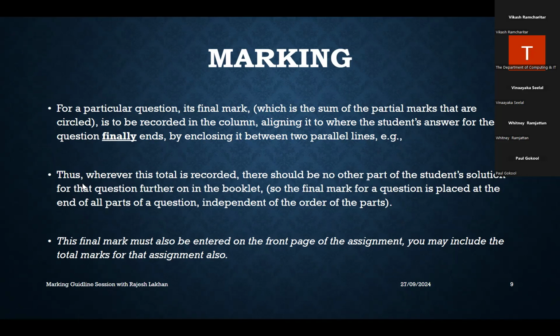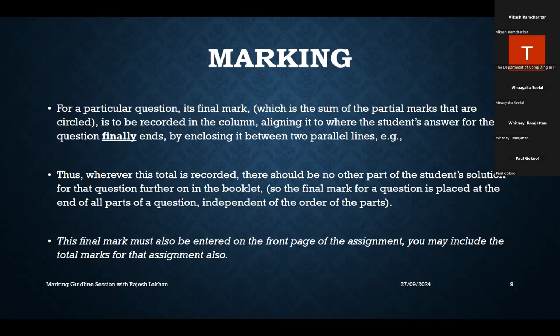Right? Thus, whenever this total is recorded, there should be no other part of the student solution for that question in the booklet. So the final mark for a question is placed at the end of all parts of the question, independent of the order of the parts. Right? So once you see that double mark, you know, okay, that's the end, good to go.